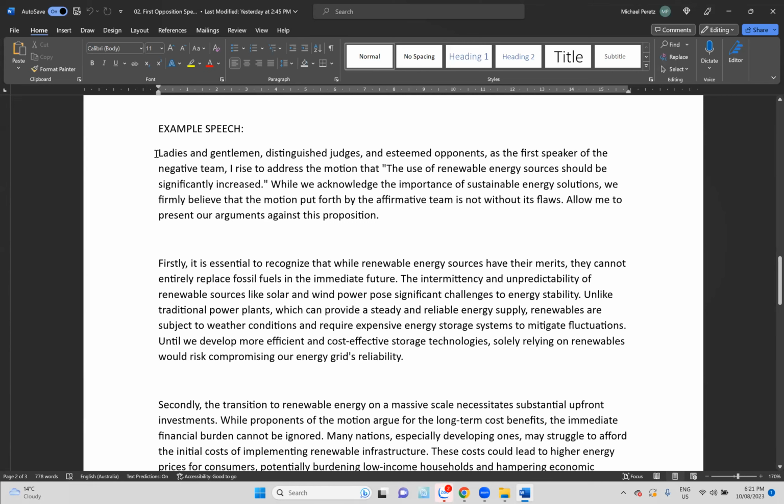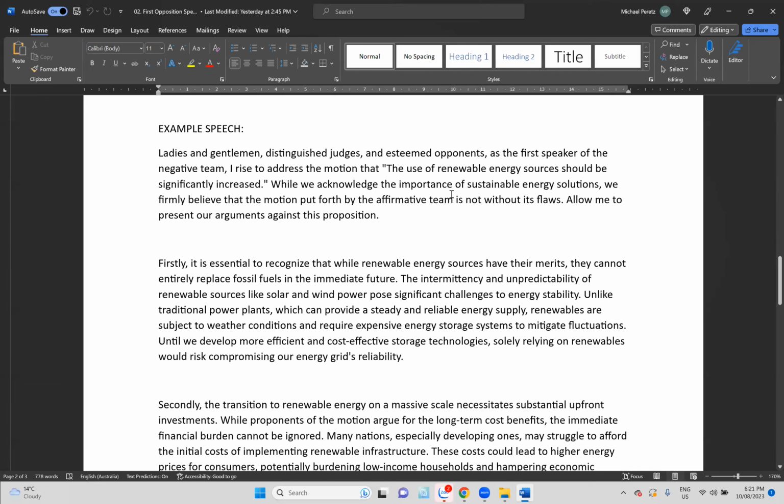So again, the polite greetings: ladies and gentlemen, distinguished judges and esteemed opponents. As the first speaker of the negative team, so we're being very obvious here again, I rise to address the motion that the use of renewable energy sources should be significantly increased. So we've restated the motion.